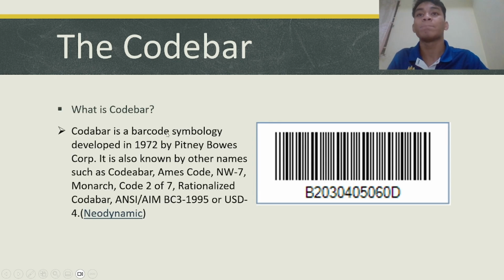And another point is talking about Codabar. What is Codabar? Codabar is a symbology developed in 1972 by Pitney Bowes. It is also known by other names. You see the difference between the universal barcode and Codabar is that here it consists of a third digit, which also includes letters.